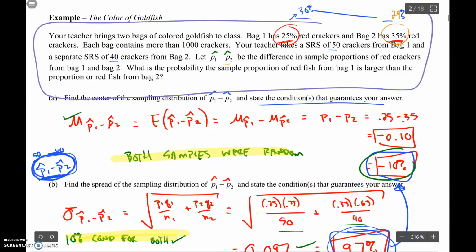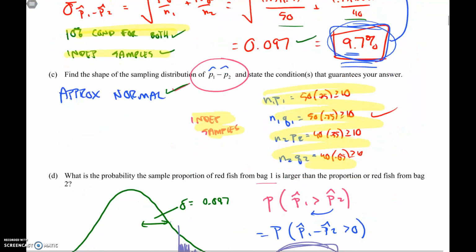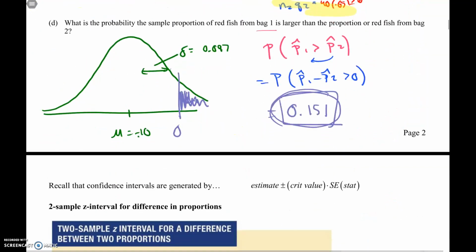Like if you tried to do this using some other techniques, it would be very, very difficult. So sampling distributions and these normal approximations make it more manageable.